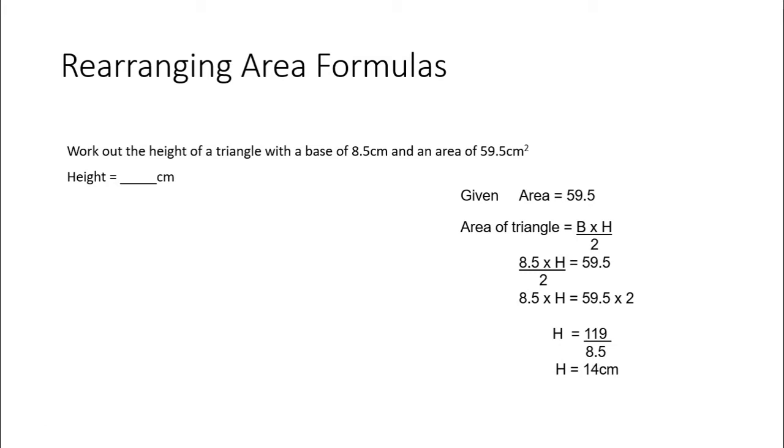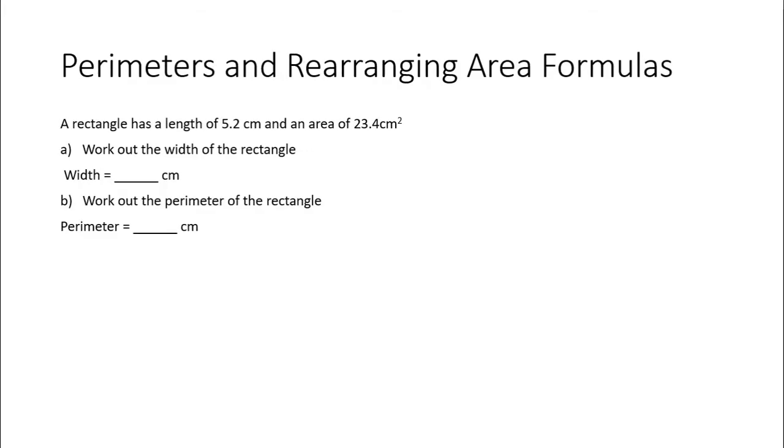Again, you can check your answer. Once we've got the height, we can go ahead and plug it back into the formula here and do base times height divided by 2. Does that give us 59.5? 8.5 times 14 divided by 2 should give you 59.5. So our height is 14.